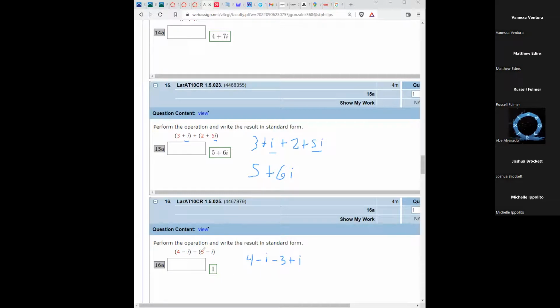And then just combine like terms. So you distribute the minus. There we go. 4 minus 3. Negative i plus i is 0. So these are just gone. So the answer is 1. That's where they got this. Any questions on 15 or 16? Do you see that we're just combining like terms?